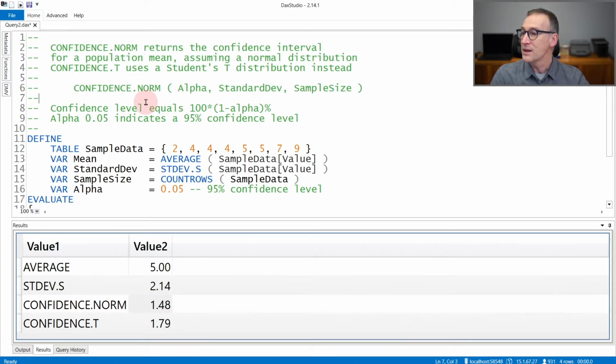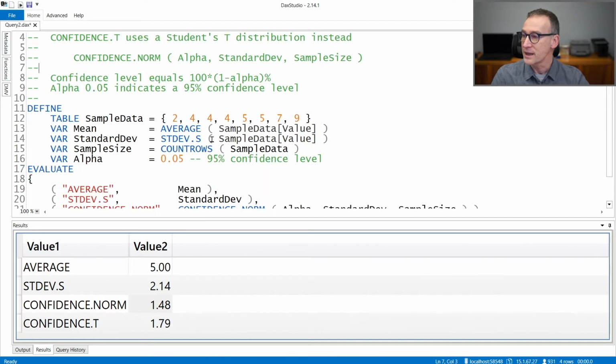In order to provide the confidence level, you provide the alpha argument, and there is a relationship between the confidence level and the alpha argument. If you specify 0.05, that means a 95% confidence level. Indeed, the confidence level is 100 times 1 minus alpha, as a percentage.